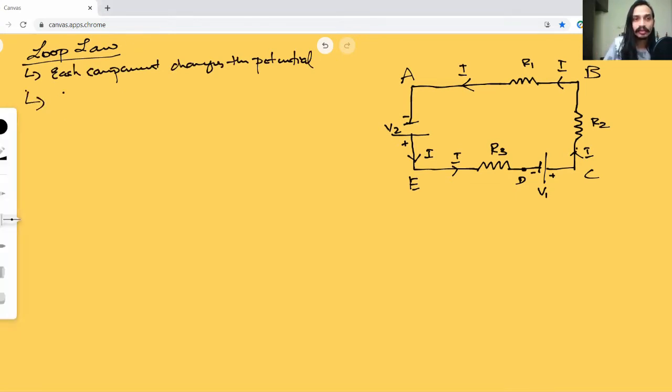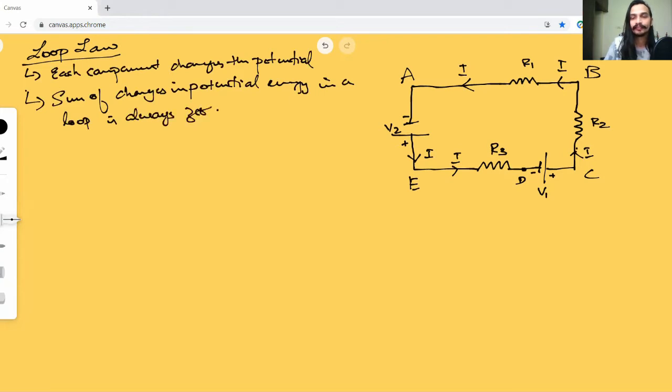Now, if I have to go across a circuit looking at the changes, I can say that the sum of changes in potential energy, and by sum I mean the algebraic sum, if I simply add up the changes in potential energy in a loop, is always 0. So if I add the changes in potential energy for all of these components in one loop, the total is always going to be 0, no matter what type of circuit it is. That is what the loop law says.